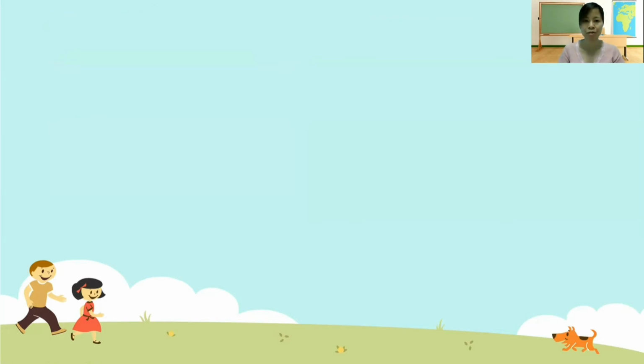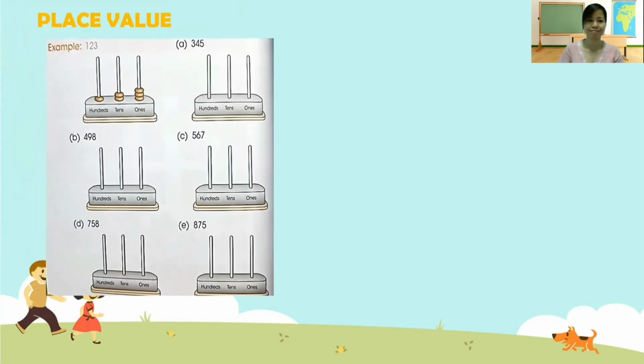Let's go to your workbook, page 4. Let's try to give value to each number. For example, 123. 1 is our 100. 2 is for the tens, which is 20 in value, and 3 in ones, which has a value of 3. So you can see an illustration or examples like this.